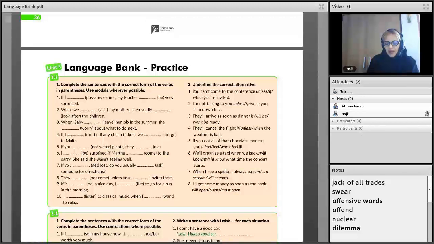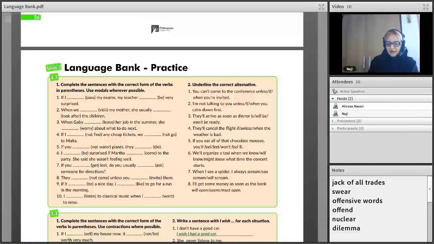I'll be surprised if Martha comes to the party. She said she wasn't feeling well. Number 7, if you get lost, do you usually ask someone for directions? Because it is talking about something general, we use zero condition. If you get lost, do you usually ask someone for help?